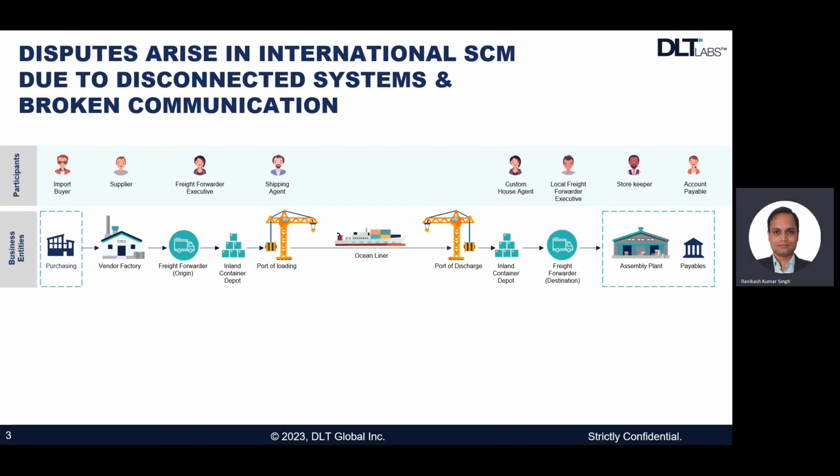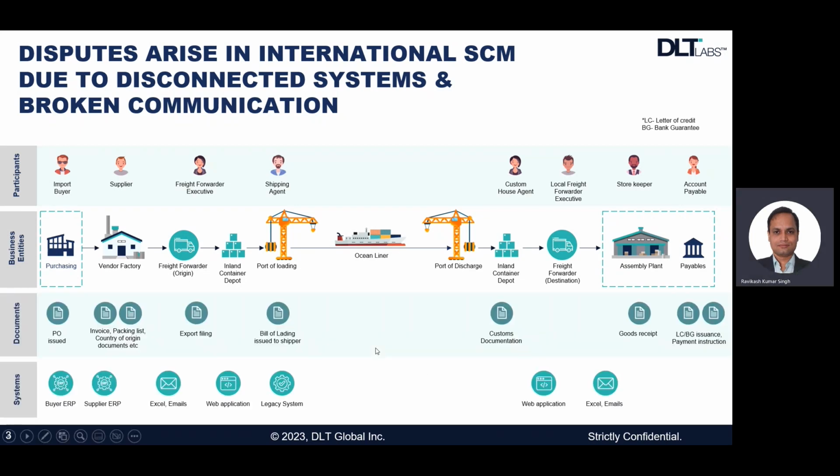The storekeeper or the inward team of the importer would do the physical quality and quantity check before creating the goods receipt in the importer's ERP. Post the accounting of goods in the inventory, the accounting team would do a reconciliation, post which they would pay all the involved parties based on the contracts who are involved in the entire supply chain.